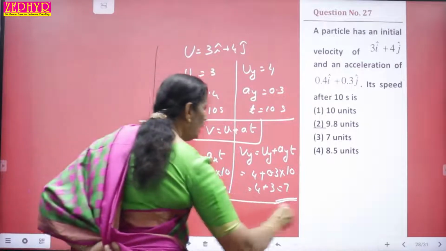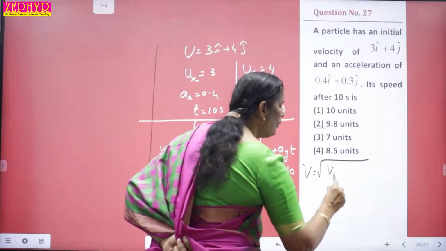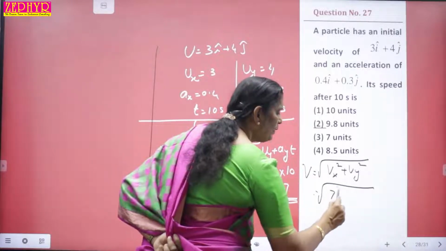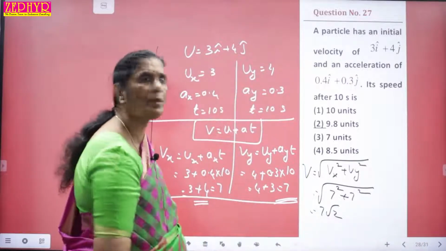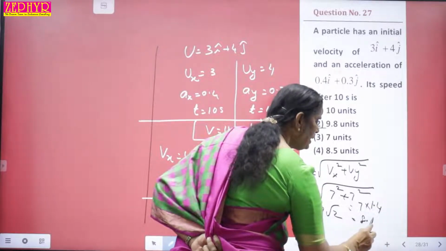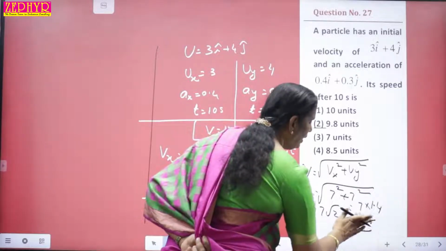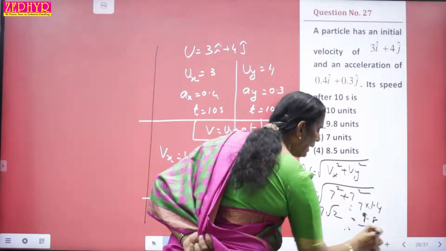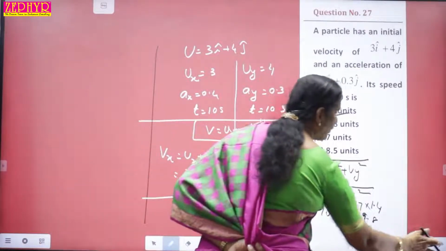So we want the total, and the total can be calculated in this way. We know that v is equal to root of vx square plus vy square. That is root of 7 square plus 7 square, that is 7 root 2. That is 7 into 1.4, which comes to be 8.8. No, not 8.8. That is 9.8. Yes, 9.8 will be the answer. Simple. Next question.